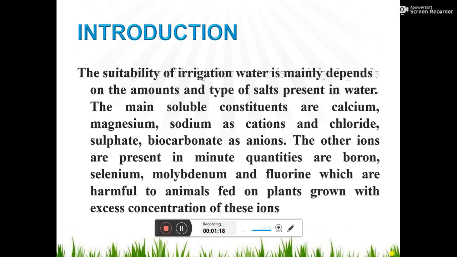The main soluble constituents are calcium, magnesium, sodium as cations, and chlorides, sulfate, bicarbonates as anions. The other ions present in minute quantities are boron, selenium, molybdenum, and fluoride, which are harmful to animals fed on plant grounds with excess concentration of these ions. So boron, selenium, molybdenum may occur in a smaller quantity, but they may impact animal health or human health.